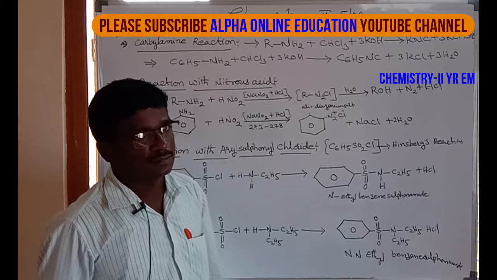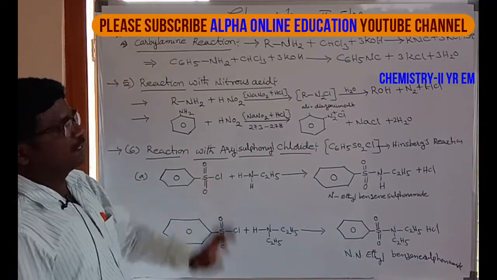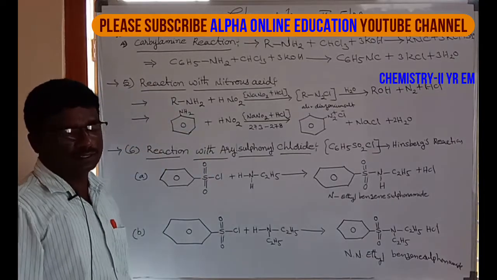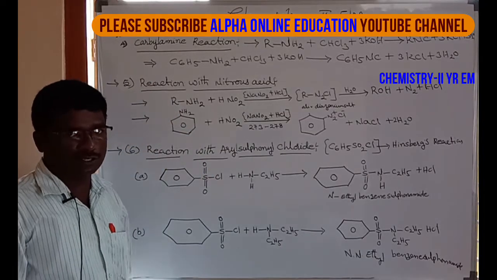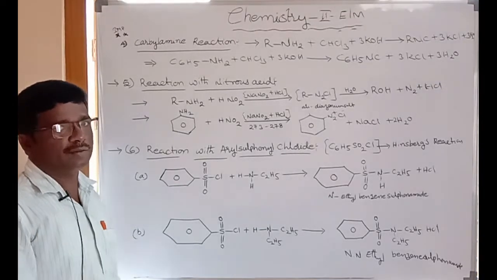Chemistry, second year, English medium. Today we are going to discuss the chemical properties of the amines. The first one is the carbylamine reaction. It is also known as the phenyl isocyanate test, or carbylamine test.